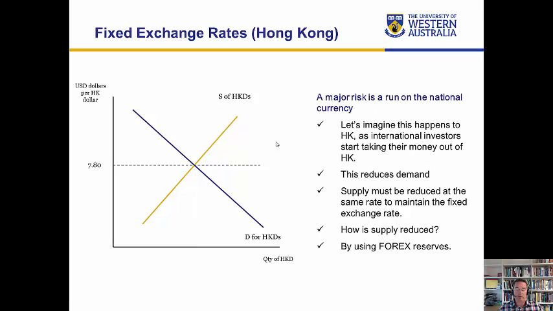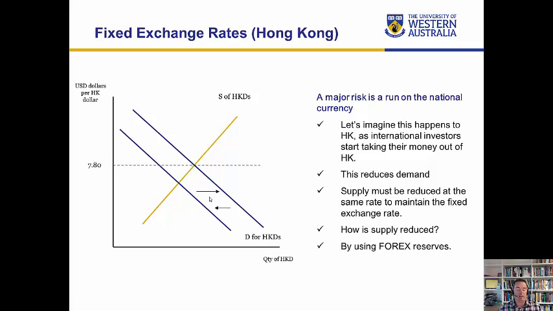Okay, and here I'm talking about perhaps a run on the currency. Let's just imagine if foreigners decided that they didn't want to invest in Hong Kong anymore, and there was a substantial leftward shift in the demand curve. Now, rather than just abandoning the fixed exchange rate system, the Hong Kong Currency Board could actually use its foreign exchange rate reserves to shift the demand curve back to the right, which is what I've got here.